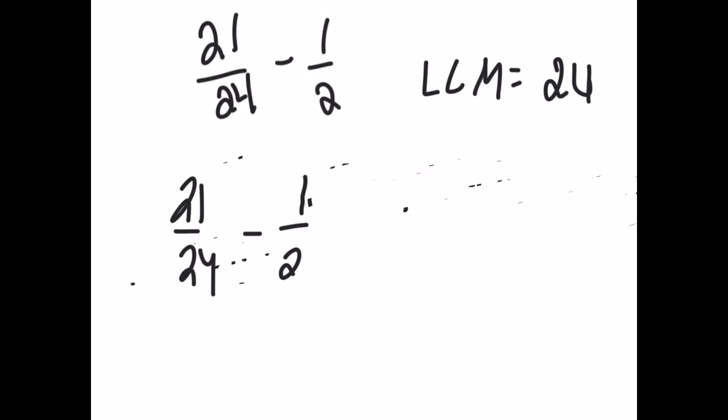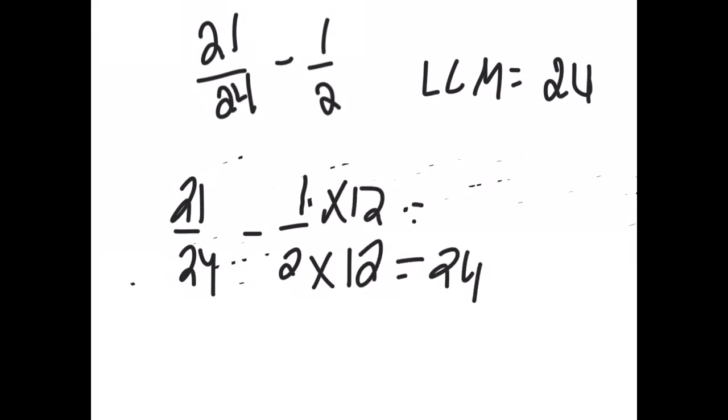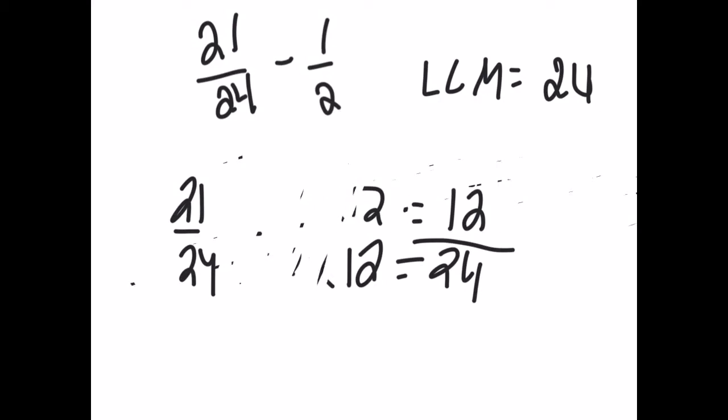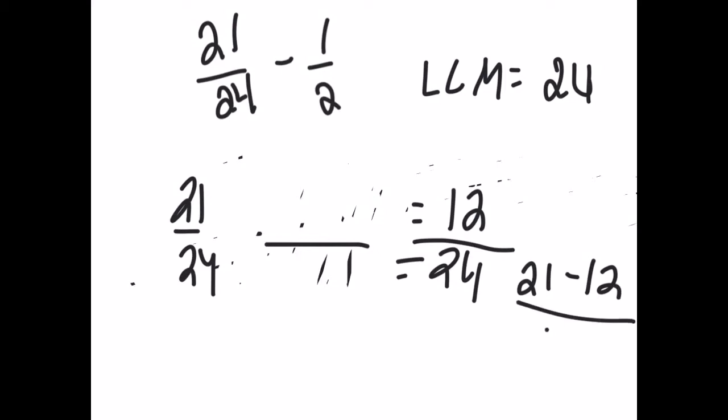To get 24, we have to multiply 2 by something to get 24, and that is 12. Now, we're just going to do 21 over 24 minus 12 over 24. You would first keep the denominator the same, which is 24, and write 21 minus 12 over 24. And we'll do the math for 21 minus 12, and that'll be 9. So your final answer will be 9 over 24.